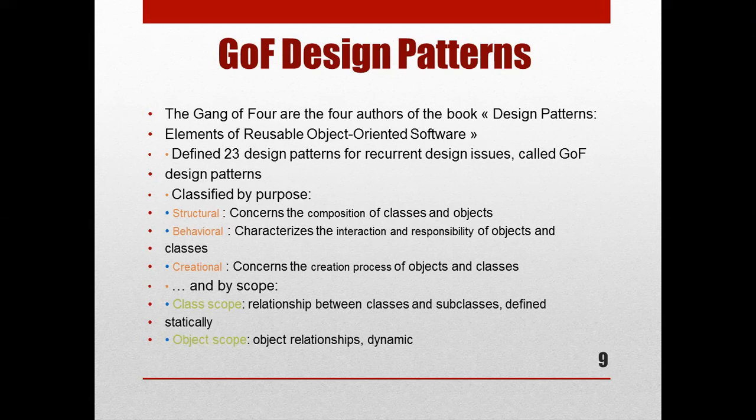Then by scope, we have class scope and object scope. Class scope means the relationship between classes and subclasses, which is defined statically. Object scope is the relationship between objects, and that is dynamic.